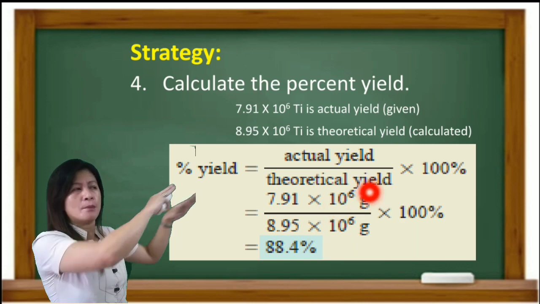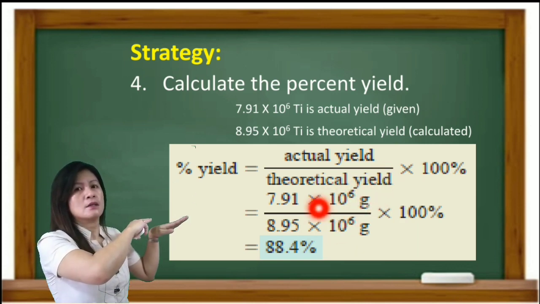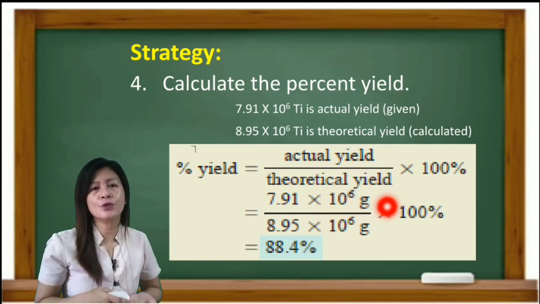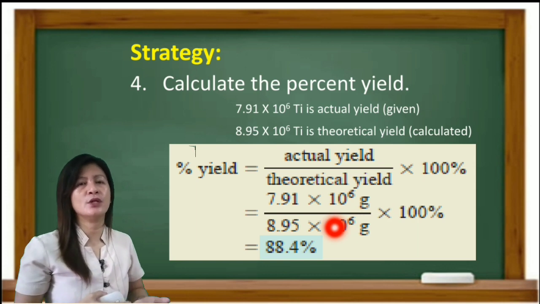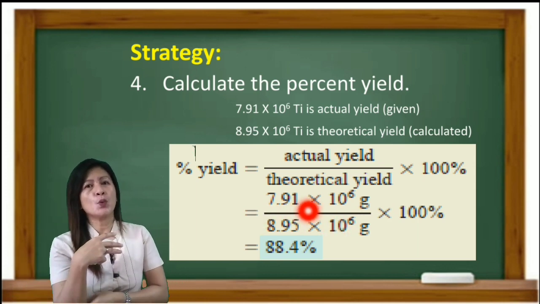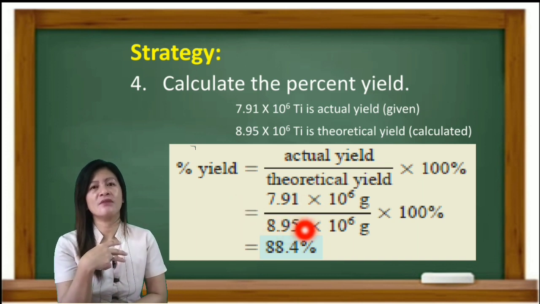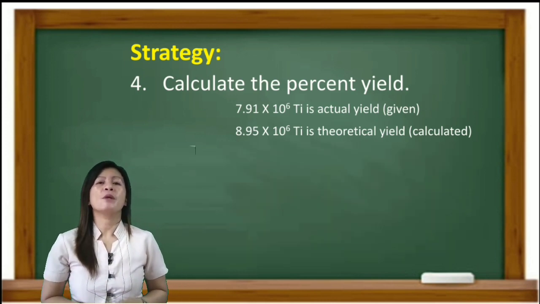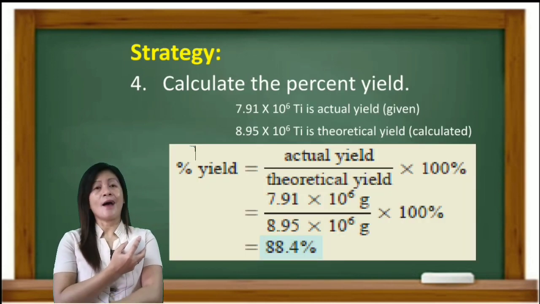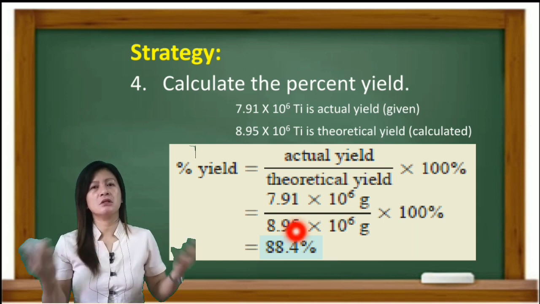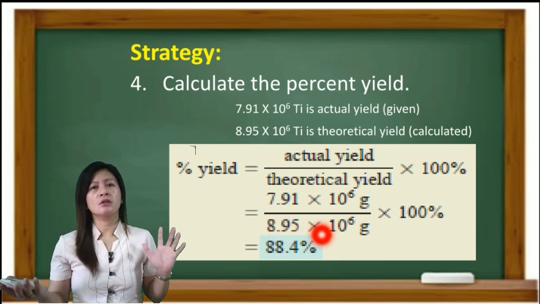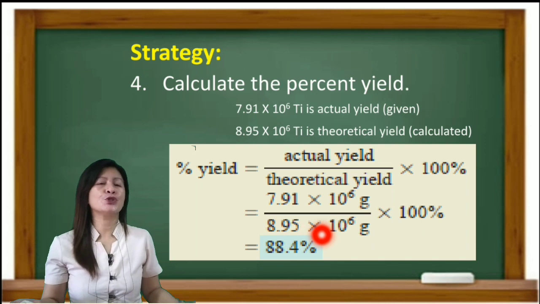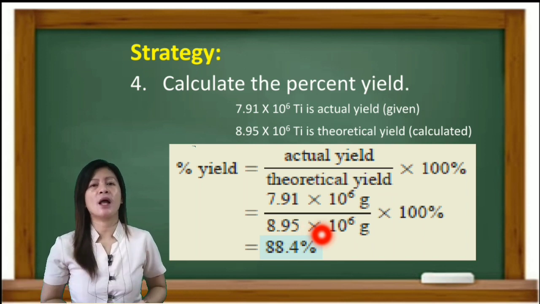So we can simply cancel here the power of 10 because they are numerically the same. Using the calculator, we have 7.91 exponent 6 divided by 8.95 exponent 6, and then multiply by 100, we will have 88.4%. So this is high. This is still close to 100. We have about 11.6% loss, because again, temperature and pressure may affect the actual yield.